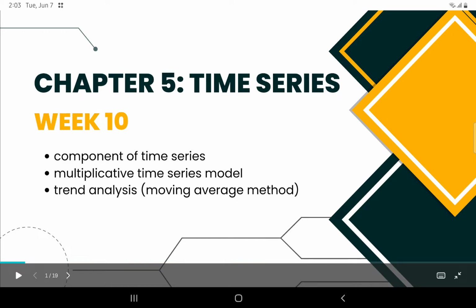So finally, in this week, we will continue with a new chapter, which is chapter 5 about time series. Chapter 5 can be divided into 2 weeks, this week and next week. In this week, the topics we are going to learn are the components of time series, the multiplicative time series model, and trend analysis. In trend analysis, we are going to learn a method called the moving average method.